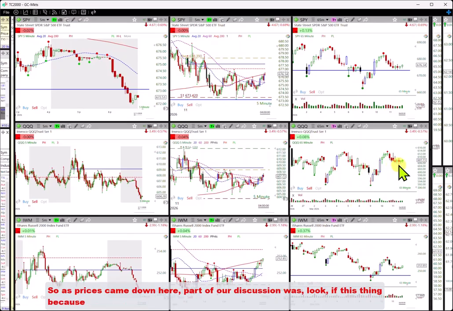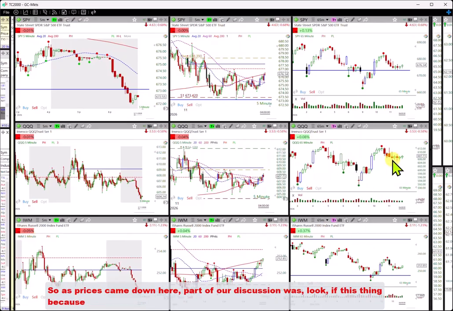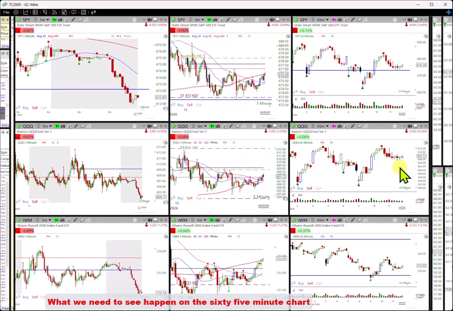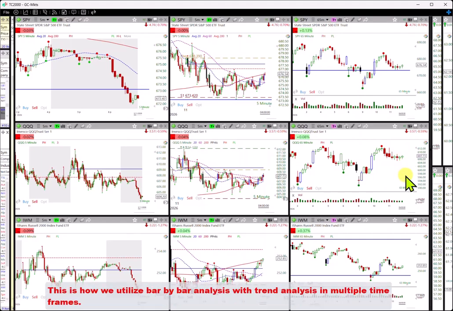So as prices came down here, part of our discussion was, look, because of general weakness on the daily chart, which I'll take a look at, where prices could go down, what we need to see happen on the 65-minute chart is an attempt in this time frame to turn up. And if it doesn't, and we could get a topping tail like this over here, that would be supportive of a move to the downside. This is how we utilize bar-by-bar analysis with trend analysis in multiple time frames.